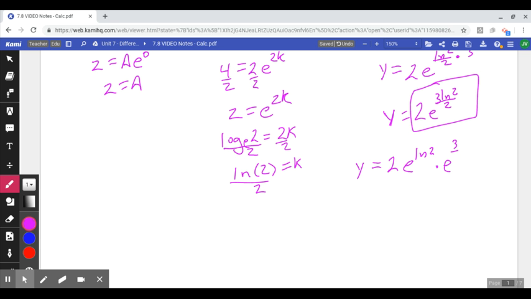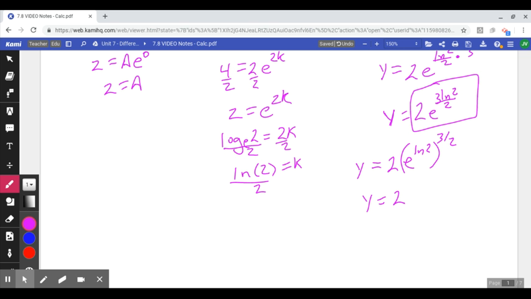Excuse me, that won't work at all. That'll be, let's see, that's got to be this right here. We'll just erase that right now. So we've got e to the natural log of 2, and then we'll raise that to the 3 halves power.